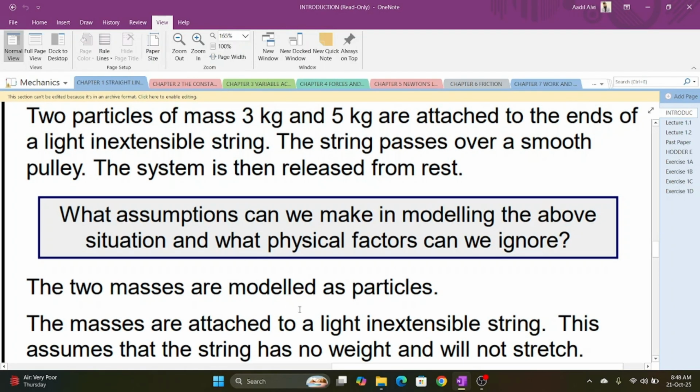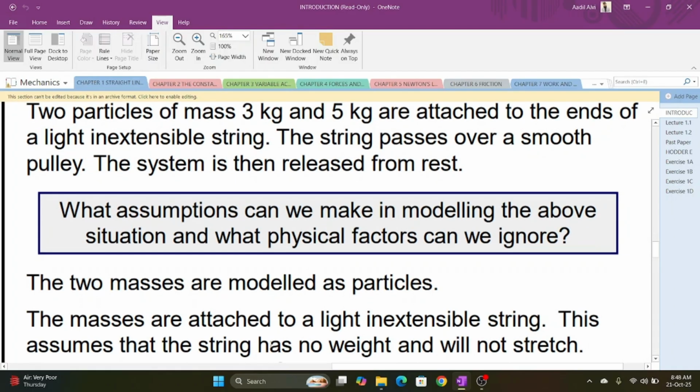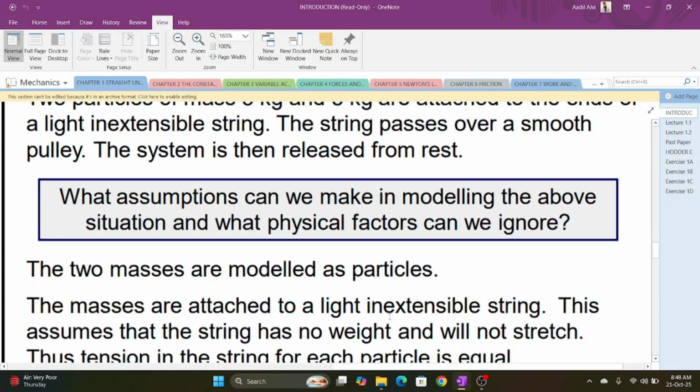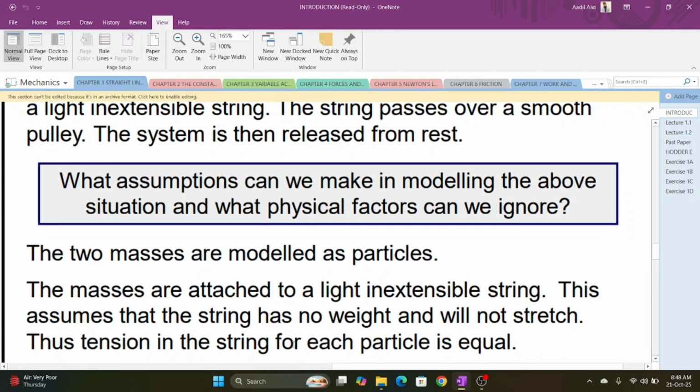The masses are attached to a light inextensible string. This assumes that the string has no weight. Why? Because it is light, and it will not stretch. Why? Because it is inextensible. Thus, the tension in the string for each particle is equal. Tension is the pulling force on an object.